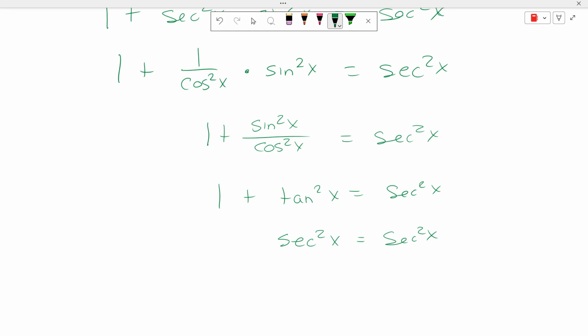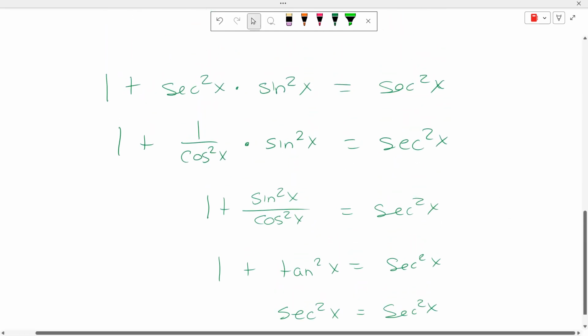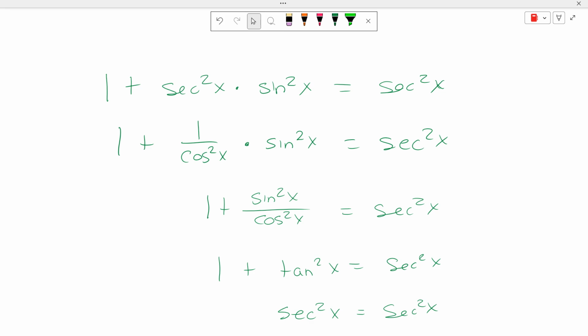And yes, you have to put down this last step. You cannot leave it like that. You have to work until both sides are equal. Okay? Both sides have to be equal. So, secant squared of x equals secant squared of x. There we go. That is my trig identity. I just proved how 1 plus secant squared of x times sine squared of x equals secant squared of x.